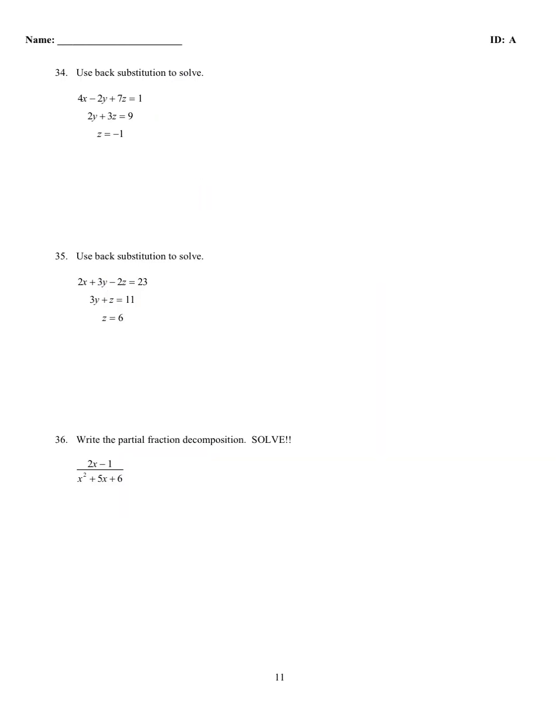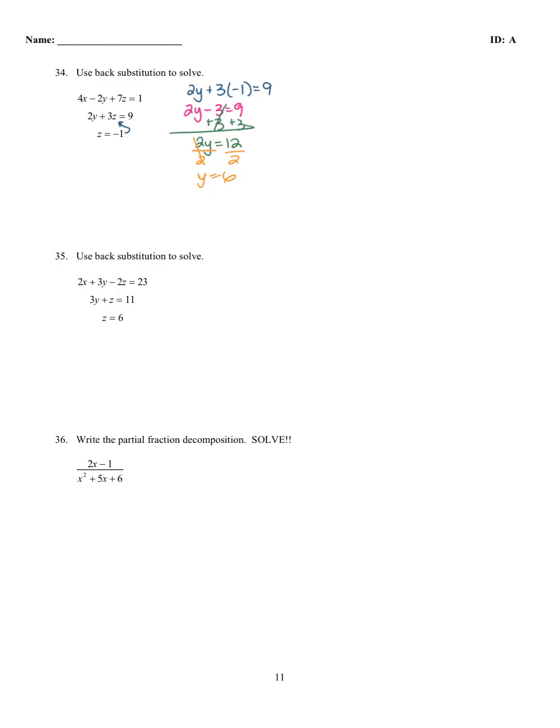For 34, you're using back substitution to solve for x minus 2y plus 7z is equal to 1, 2y plus 3z is equal to 9, and z is equal to negative 1. So you're going to take that negative 1 and plug it in for z in that second equation to get 2y plus 3 times negative 1 is equal to 9. This gives us 2y minus 3 is equal to 9. We add our 3 over to get 2y is equal to 12. Divide each side by the 2, and you have that y is 6.